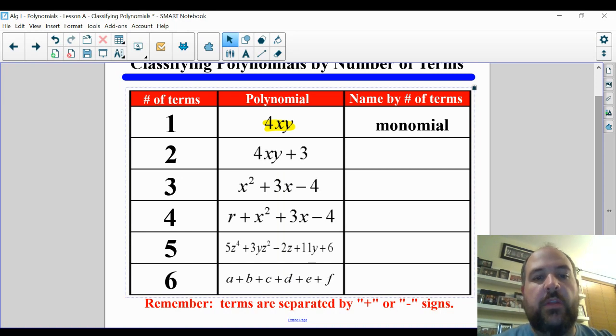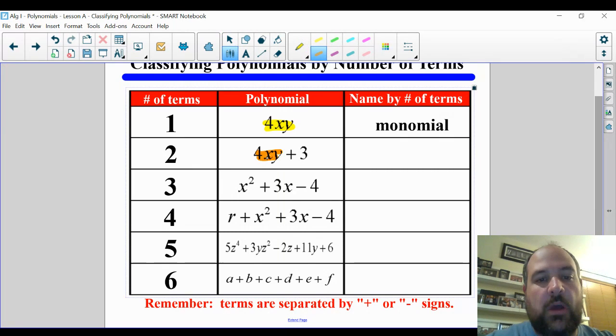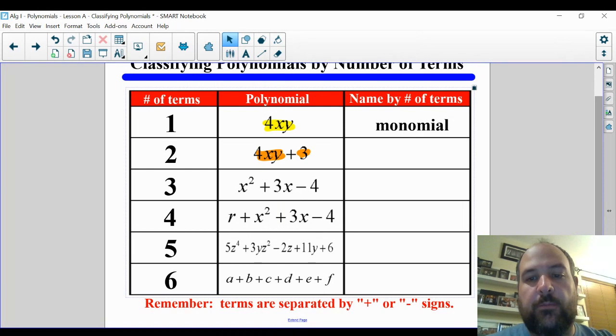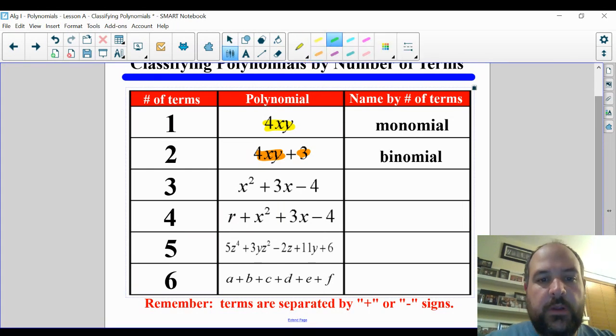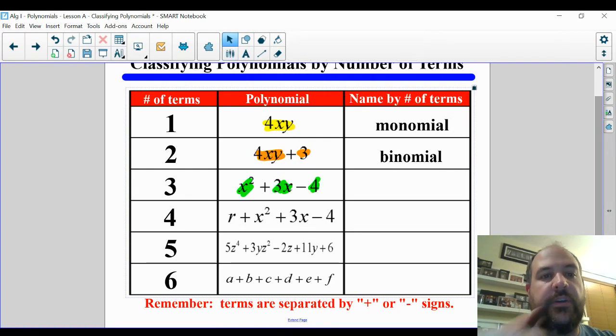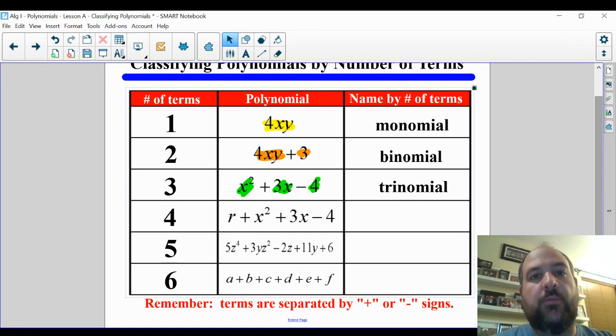So in the second one, 4xy plus 3, here we can see 4xy is one term, 3 is the second term. Therefore, this is a two-term polynomial, which is a binomial. In the third one, we have the x squared, the 3x, and the minus 4. So this is a trinomial. So monomial, binomial, trinomial, those are the first three types of polynomials that we will look at. They're the three most common that we come across.